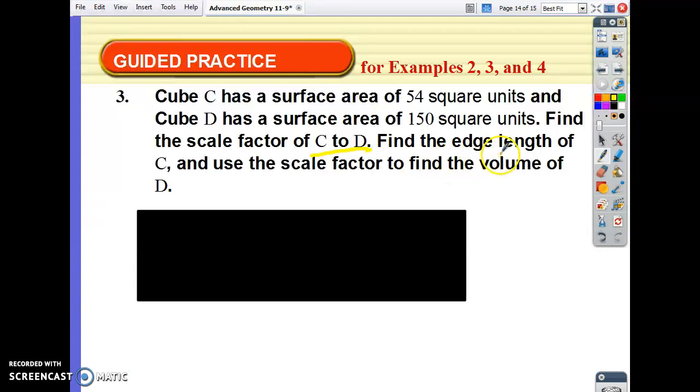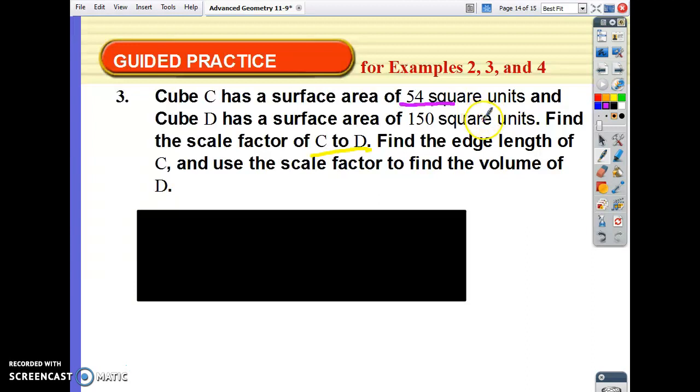All right, so finding the edge length of C, why don't we just start right there? Because that is actually a pretty easy portion of this to do. So on C, we have an area of 54. It's the surface area of a cube. A cube has how many squares? How many squares make up a cube? 6. So take our 54 divided by 6, and we get that each square has an area of 9.